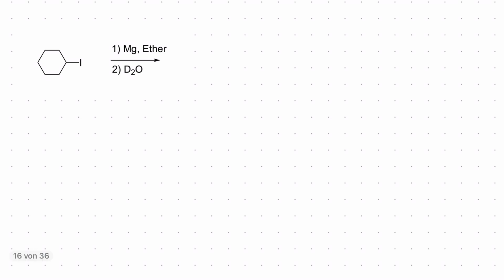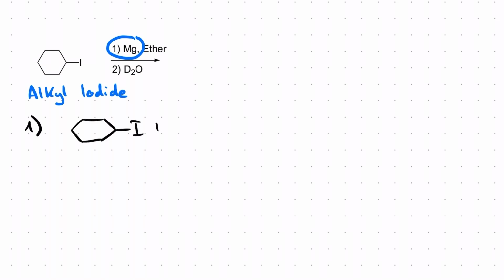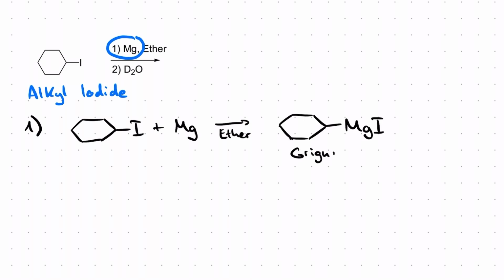Now let's go to the third reaction. On the left side we have alkyl iodide. And in general, alkyl halides react with magnesium in the way that magnesium inserts itself between the carbon and the halogen. So in the first step, magnesium inserts itself between the cyclohexane and the iodine. And the formed compound here is called Grignard reagent.